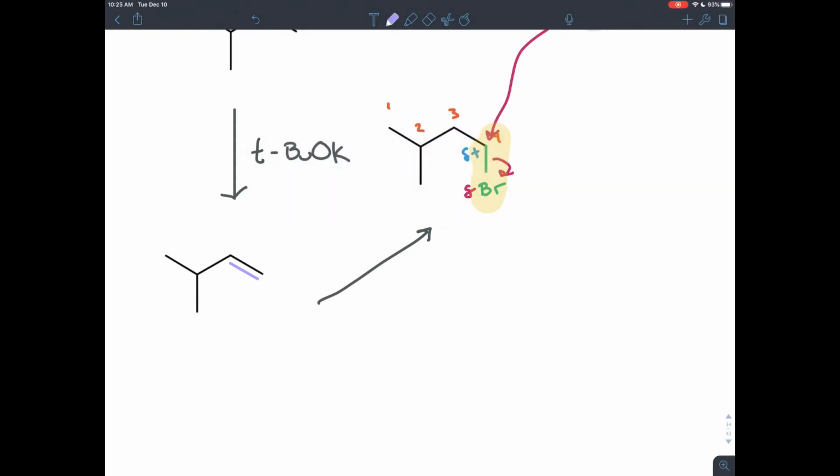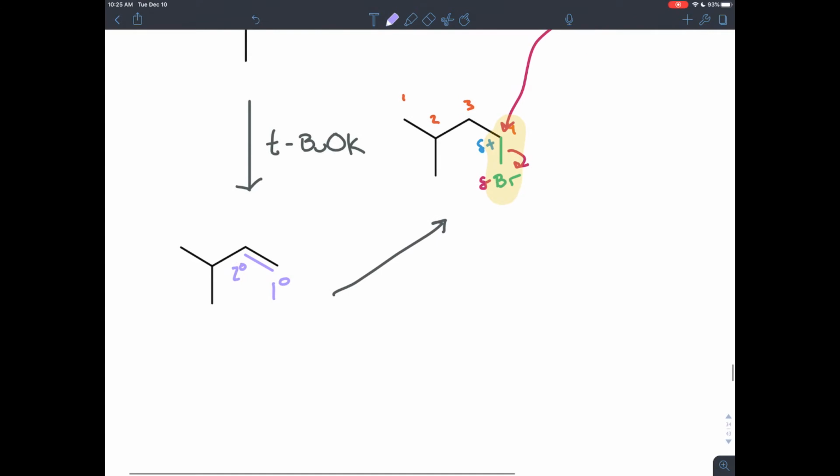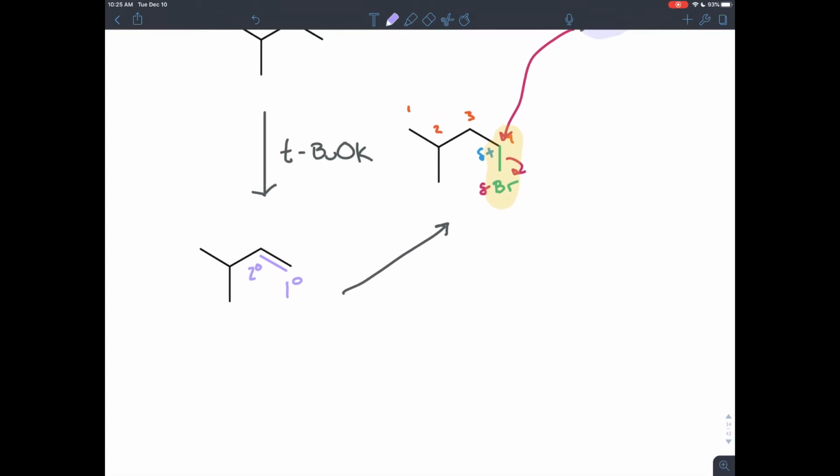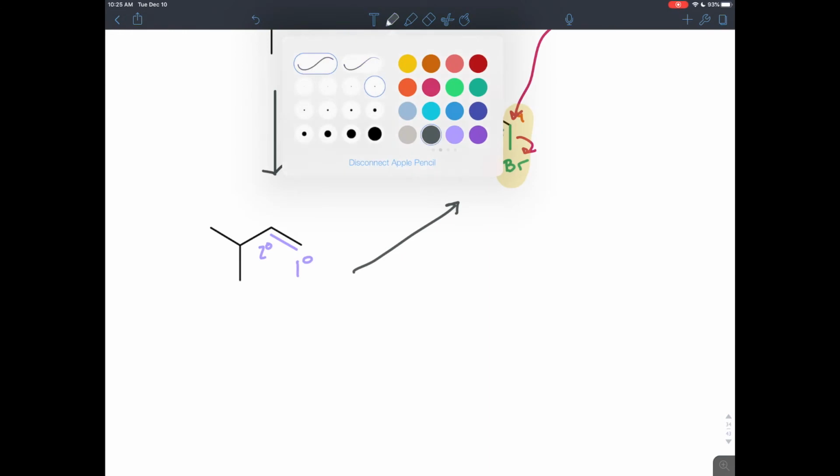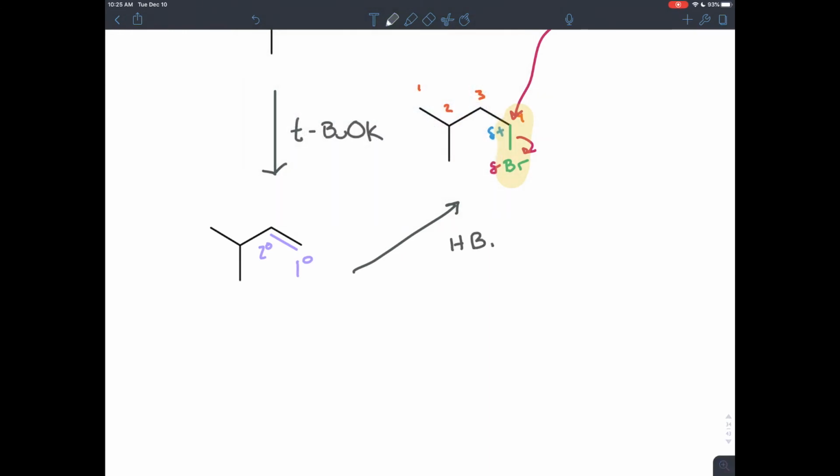Now, if you notice, this carbon here only has one carbon on it, so it's only primary. The other carbon is secondary. And so here you want to add the bromine on the less substituted carbon, and the hydrogen on the more substituted carbon. If the hydrogen goes on the more substituted carbon, that is anti-Markovnikov addition. So we want HBr, but anti-Markovnikov, so you add peroxides.